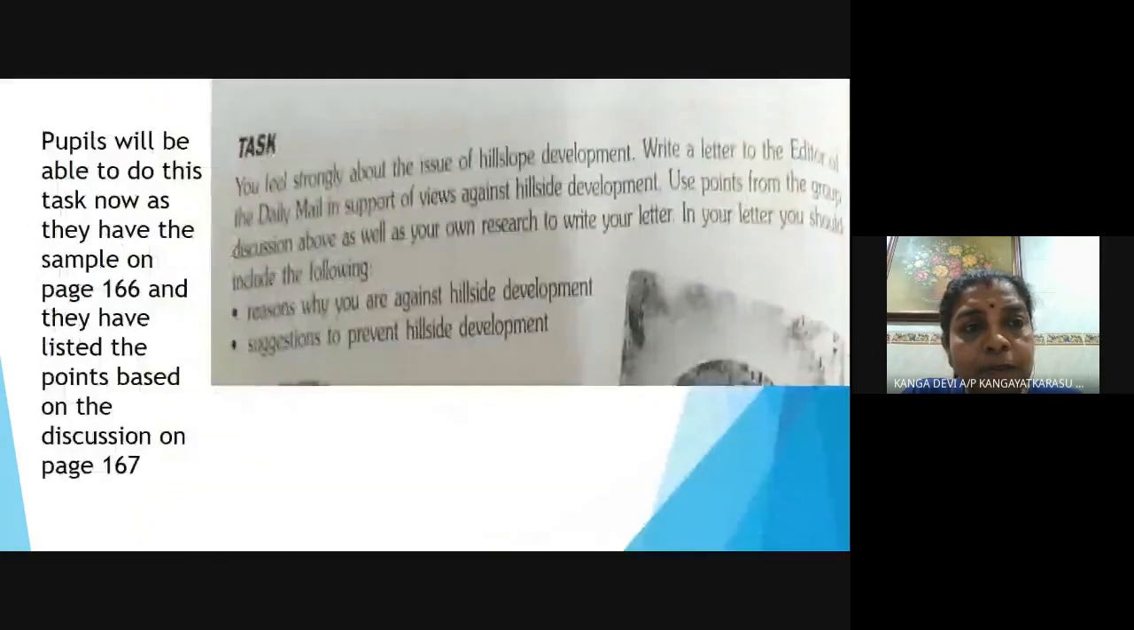Okay, next please. So you find this question, that you feel strongly about the issue of hillside development, write a letter to the editor of Daily Mail in support of views against hillside development. Use points from the group discussion above as well as your own research to write your letter. So in your letter, you should include the following: reasons against hillside development, suggestions to prevent hillside development. So based on the sample on page 166 and the points that have been brought out in 167, the child will be able to come up with a formal letter. Okay, all right. Can we move on?